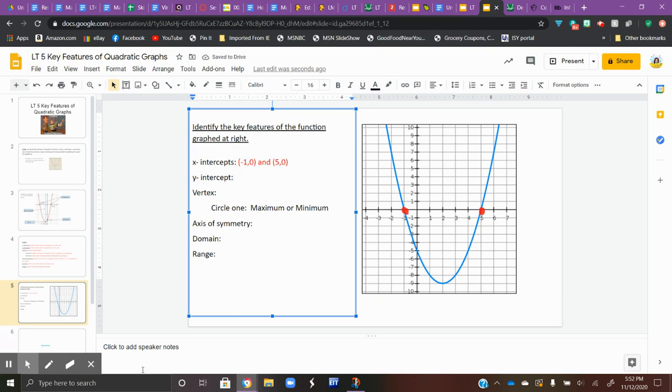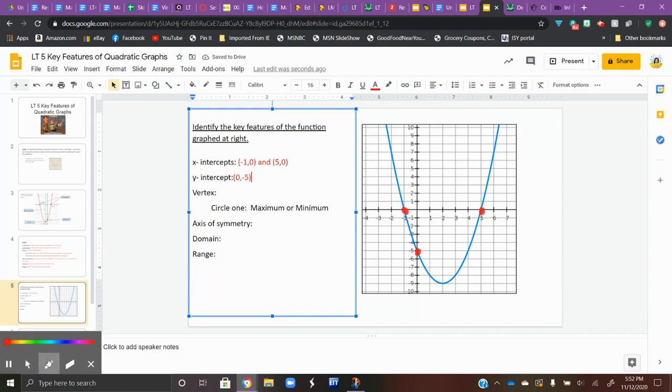Okay, our y-intercept. So our y-intercept is where our graph crosses our y-axis, which in this case would be right here. So our y-intercept is going to be (0, -5).